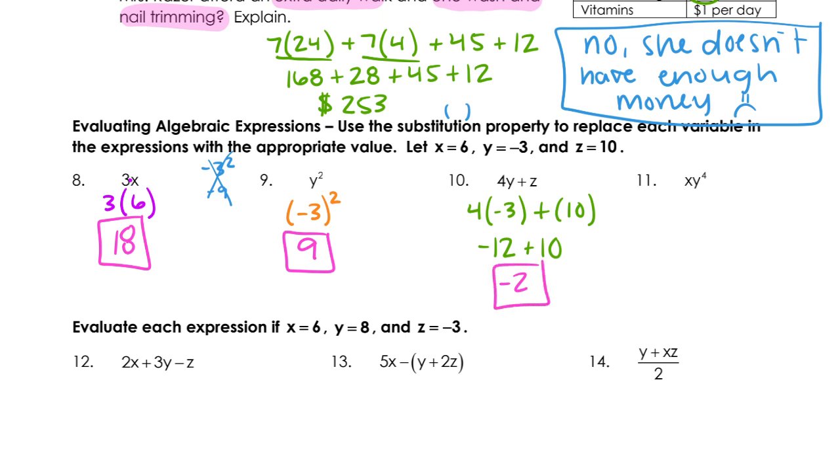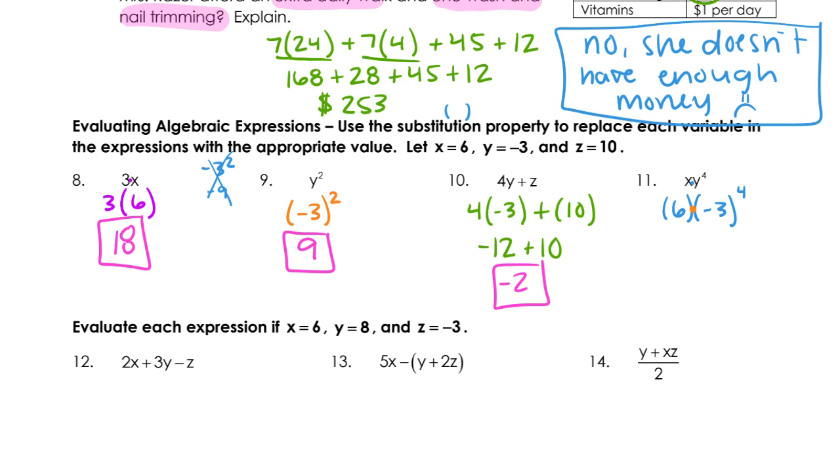And then for number 11, we need to be very careful here. We need to make sure we pay attention to what's actually being done here. This is x times y to the 4th. So we have x is 6 in parentheses, and then y gets its own parentheses, and then we have the 4th power. Again, the exponent always stays on the outside. It's not going on the inside with it. Now, making sure we understand what's happening here, this is 6 times -3.